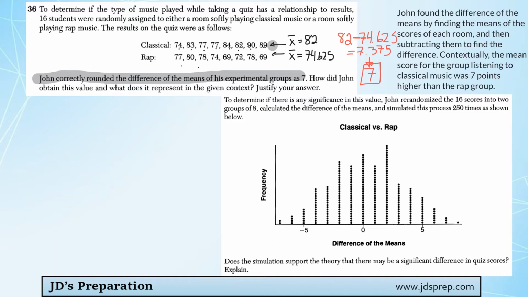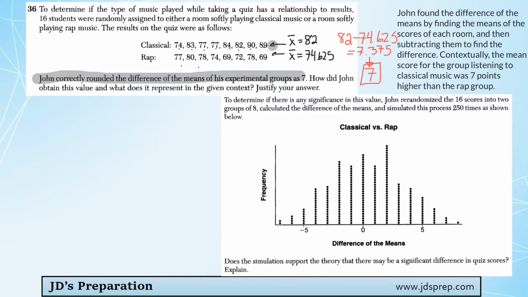So as an explanation, you can see I wrote out, John found the difference of the means by finding the means of the scores of each room and then subtracting them to find the difference. Contextually, the mean score for the group listening to classical music was 7 points higher than the rap group.